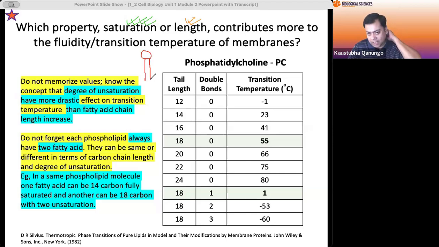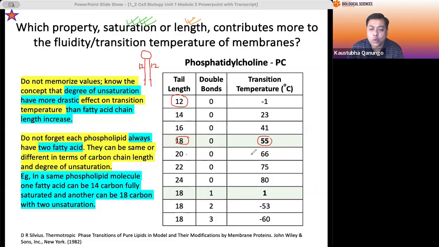And when we give you an example, we will say that one of them contains a 12 carbon length, another is also a 12 carbon length, and there are 0 double bonds. The transition temperature is -1. See that at 14, you have added a little bit more, 2 hydrocarbons, 23, then 16, 41, 18, 55. So from 12 to 18, you have about a 55-degree difference. You had to add 6 carbons to reach about 54 degrees.